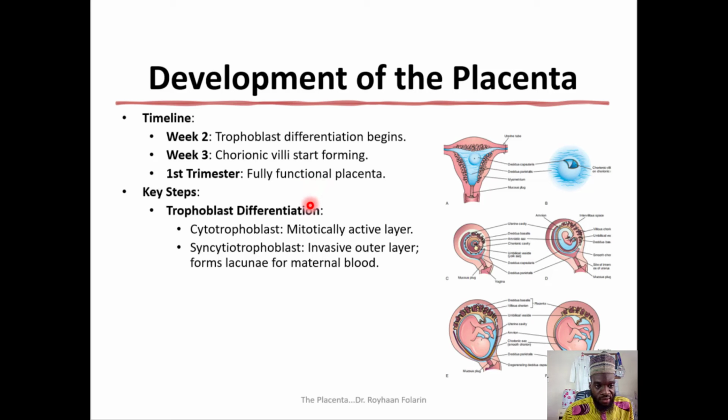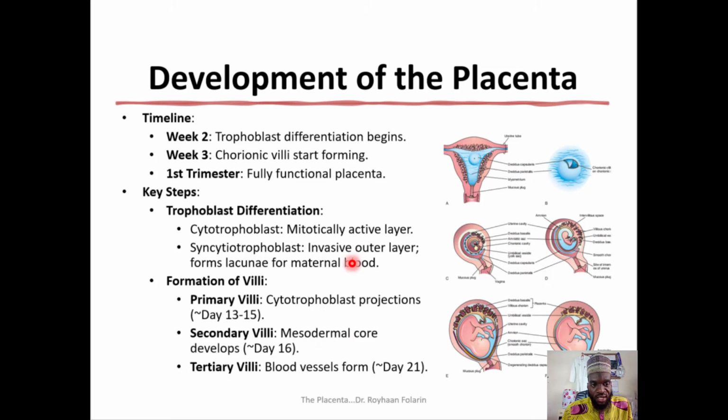So the key steps here include the differentiation of the trophoblast into the cytotrophoblast and the syncytial trophoblast. The cytotrophoblast, like I showed earlier, is the mitotically active layer, the inner layer of the trophoblast, while the syncytial trophoblast is the invasive outer layer, which forms lacunae for the maternal blood.